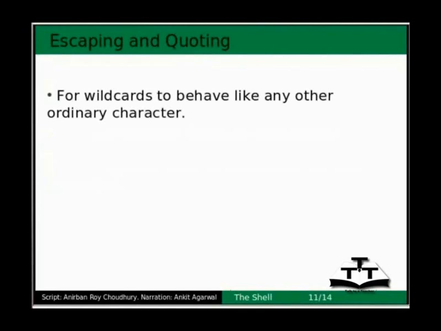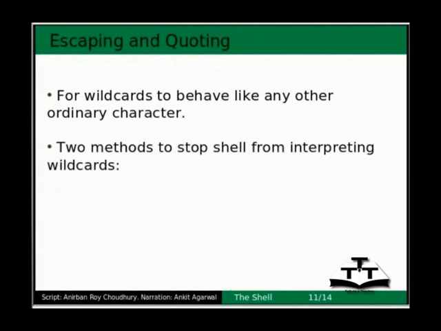Sometimes we may not want the wildcards to behave specially. We may want them to behave like any other ordinary character. Like say, we want to make a file named tut star. What can we do? There are two methods to stop the shell from interpreting the wildcards. They are escaping and quoting.